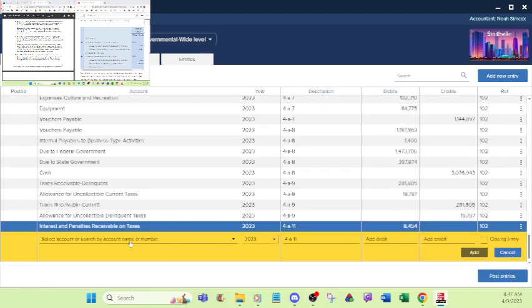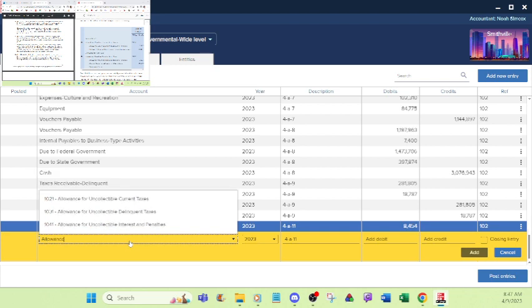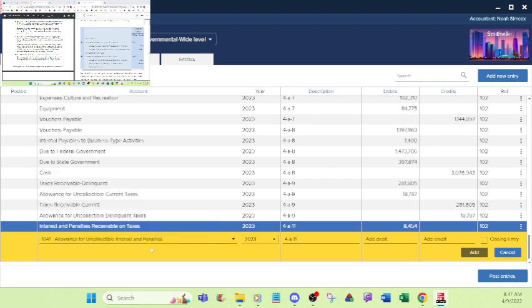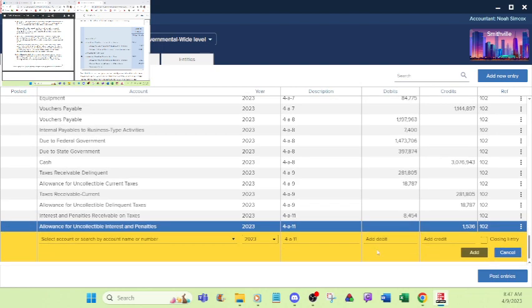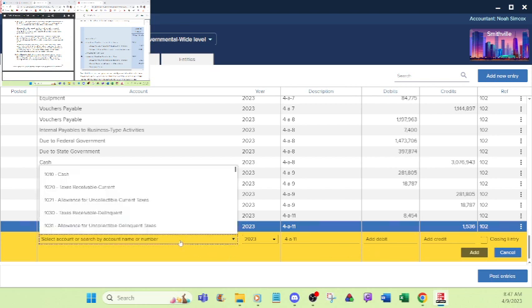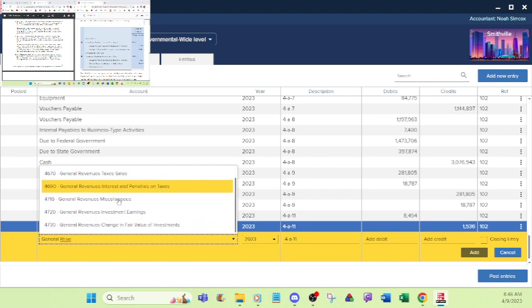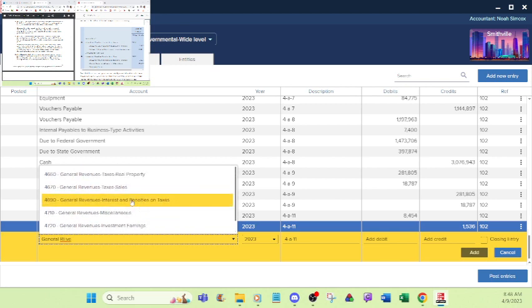Allowance for uncollectible interest, penalties. General revenues, interest. Okay, so interest and penalties.